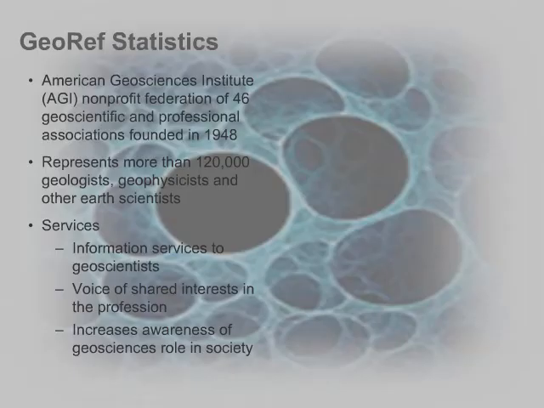A bit of history provides background on the producer of georef. The American Geosciences Institute, AGI, is a nonprofit federation of 46 geoscientific and professional associations that represents more than 120,000 geologists, geophysicists, and other earth scientists. Founded in 1948, AGI provides information services to geoscientists, serves as a voice of shared interest in the profession, and strives to increase public awareness of the vital role the geosciences play in society's use of resources, resilience to natural hazards, and the health of the environment.